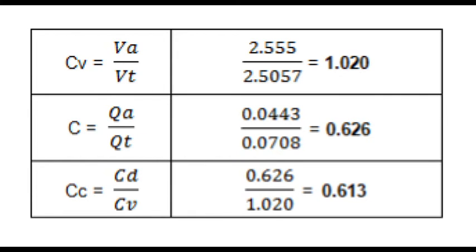The velocity coefficient C sub V will be solved by taking the ratio of the actual velocity V sub A to the theoretical velocity V sub T. The velocity coefficient will be 1.02. The discharge coefficient C will be calculated by taking the ratio of the actual discharge Q sub A to the theoretical discharge Q sub T. The discharge coefficient will be 0.626. The contraction coefficient will be solved by taking the ratio of the discharge coefficient C to the velocity coefficient C sub V. The contraction coefficient will therefore be 0.613.